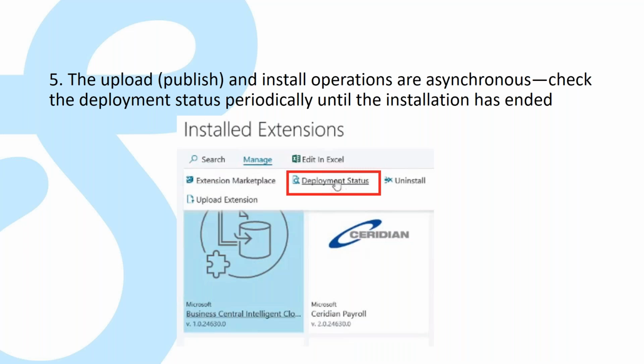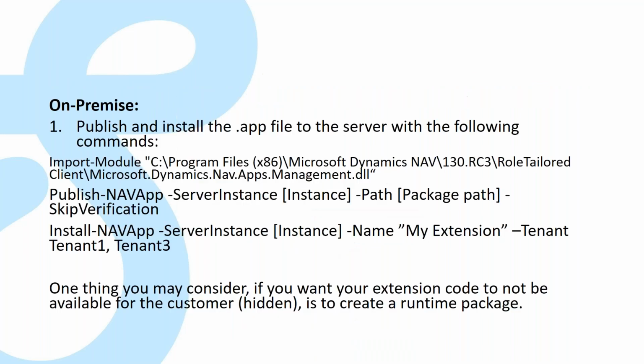For example, if there is no permission set, it will give you the error that this app doesn't have a permission set. But for the on-premise, you can install the package to the customer server with PowerShell commands. To do that, you have to run a couple of commands. First of all, you have to have your app file created already.